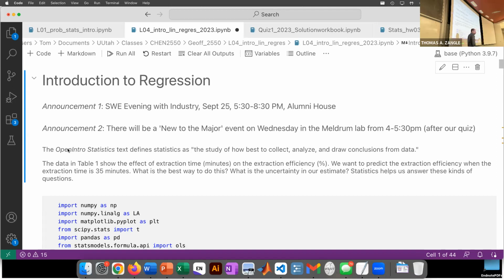With a linear regression, we'll be able to look at data that's noisier than what you were given in that example. Real data has noise. We'll look at data that has noise and how we can say, is it a straight line?